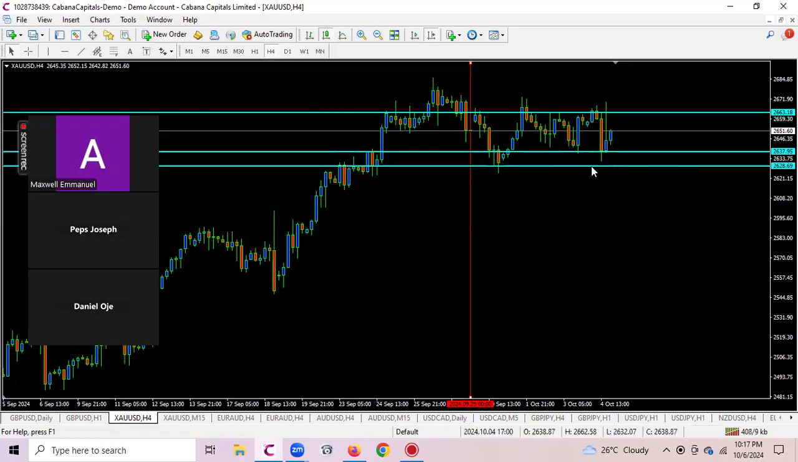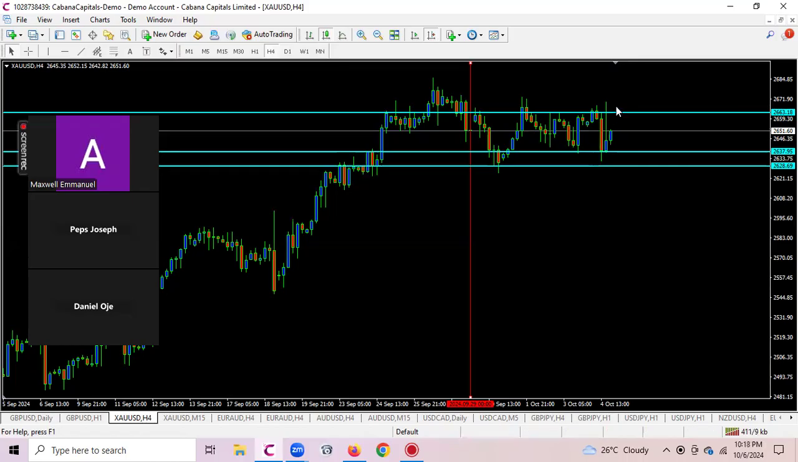So if you are considering selling, you should wait for price to break this support. Are you following? Can you hear me, guys? Drop a comment if you can hear me. So you should wait for price to break this support.